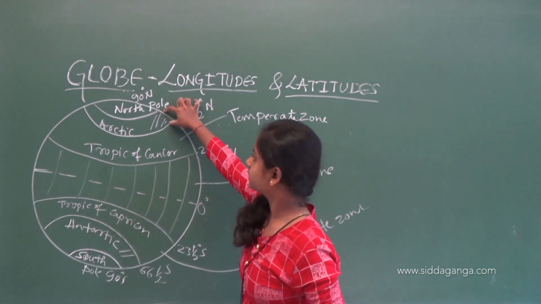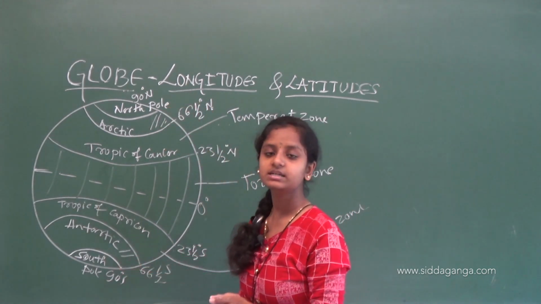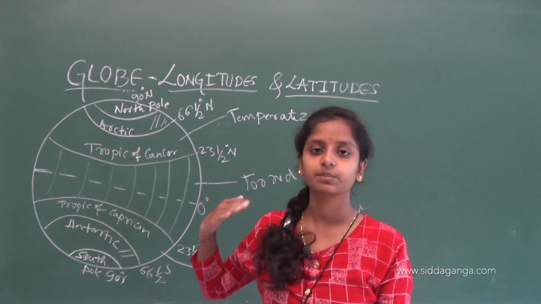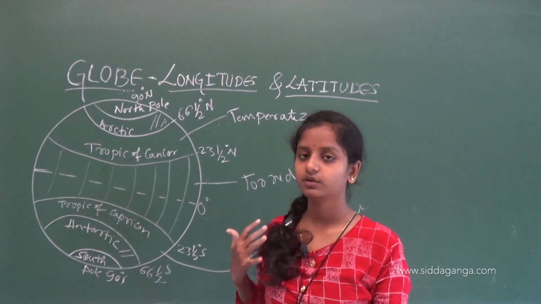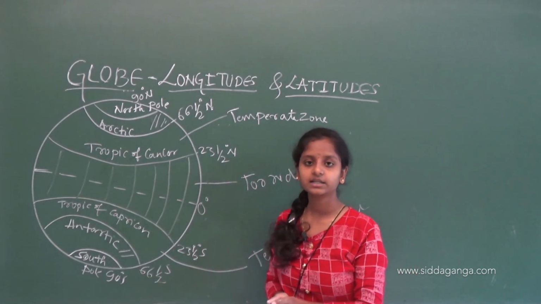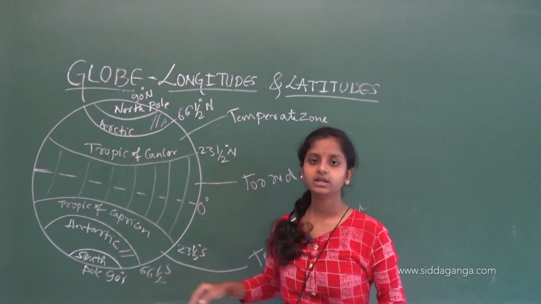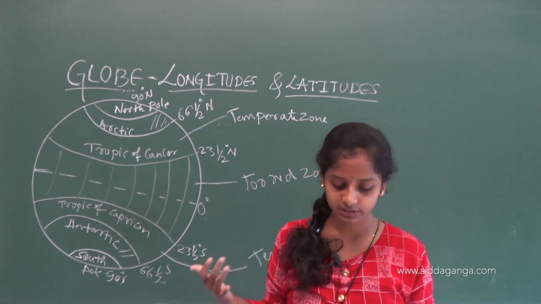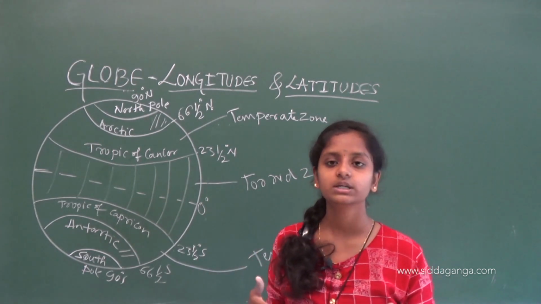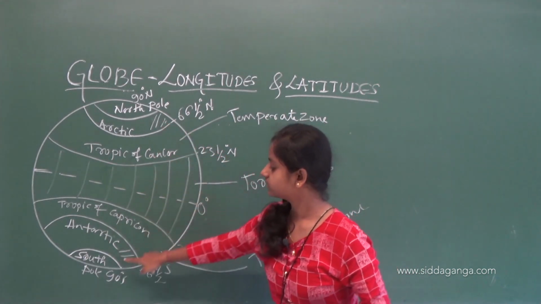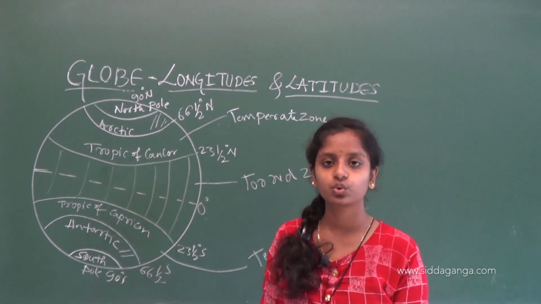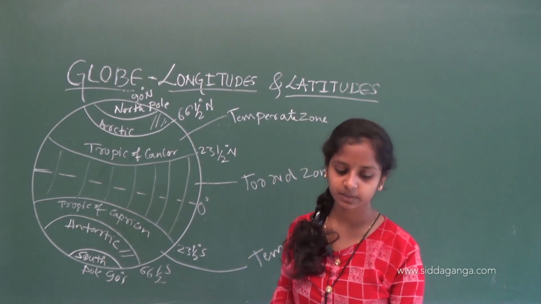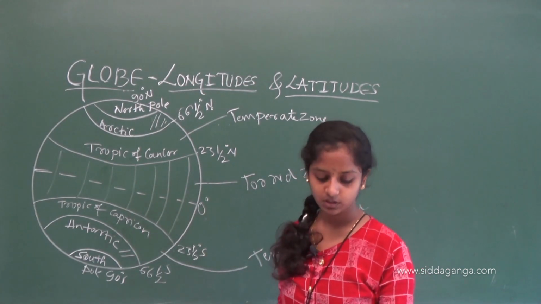So in this region and also in this region, the sun will not rise above the horizon, so there is a small amount of sun rays. That is why these areas are very cold. They are also called frigid areas, frigid regions or the very cold zone. These two are known as the frigid zone. So this is about the heat zones of earth.